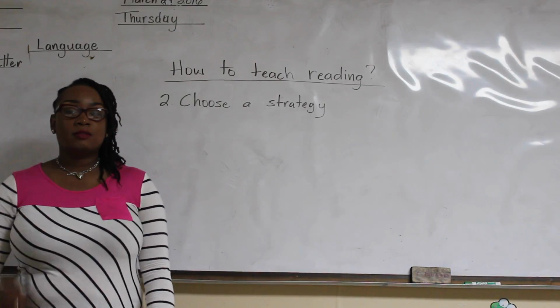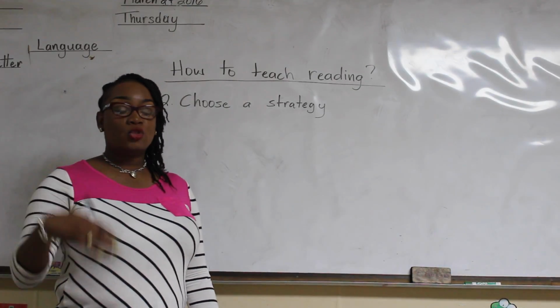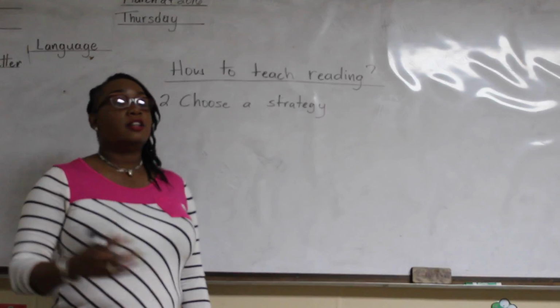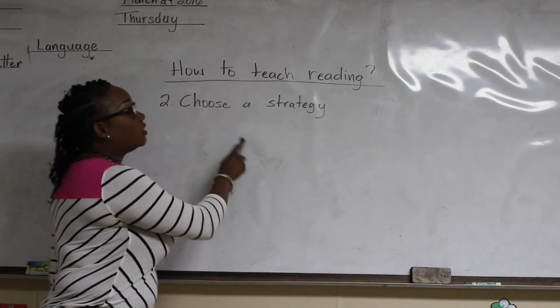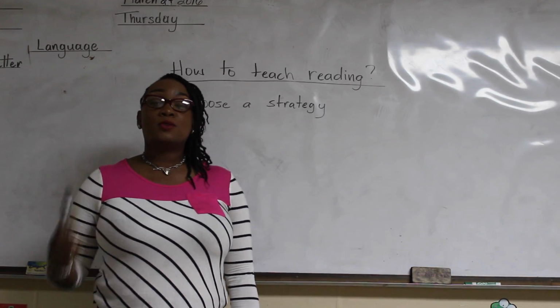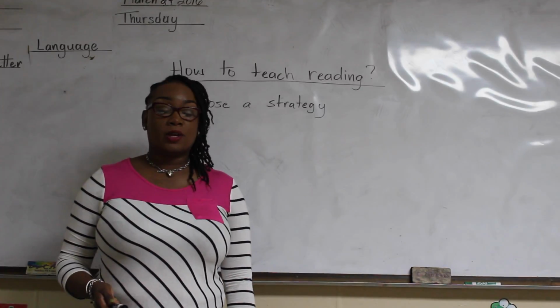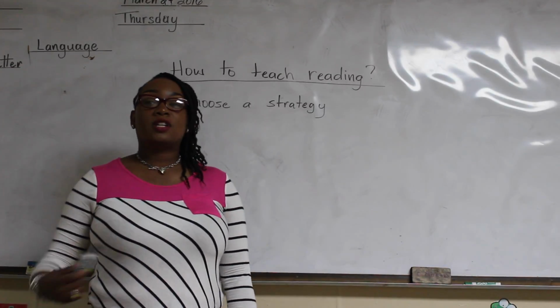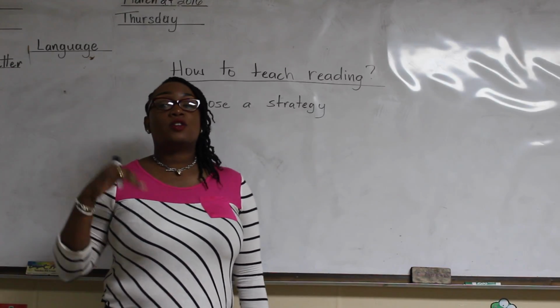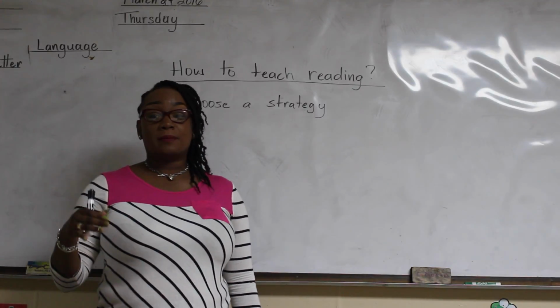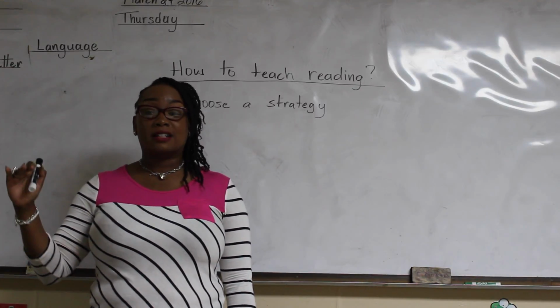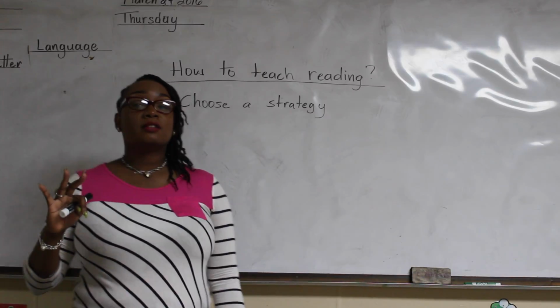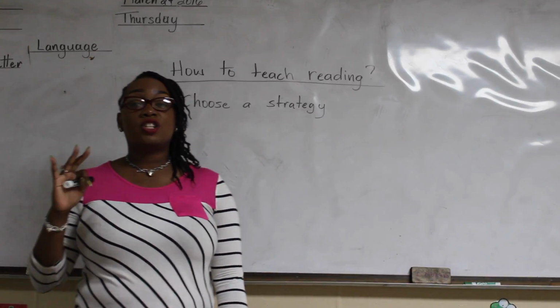Okay, the second way that you teach reading, after you have assessed the student or the adult, is to choose a strategy. This is where you're going to give them the medicine. Let's say you've assessed them and you say they're reading at this level. So now you're going to choose a way that you're going to teach them so you can bring them to the level they are supposed to be at. Now there are three strategies you can use to teach reading.